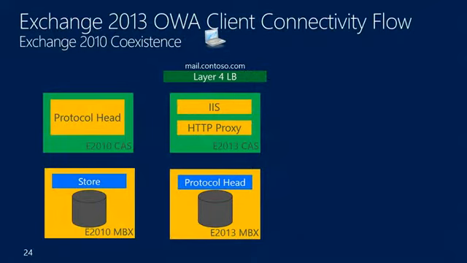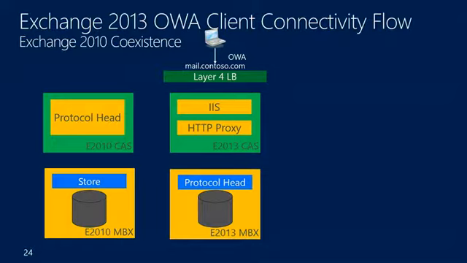All right, so let me walk you through, once the deployment is done, what your client connectivity flow will look like. We're just going to go through the 2010 coexistence scenario and talk about what the experience would be like for someone whose mailbox hasn't been moved yet. Up at the top, I've got my client and my one mail namespace, mail.contoso.com. I will fire up the client. It will do DNS name resolution. DNS will point to that load balancer.